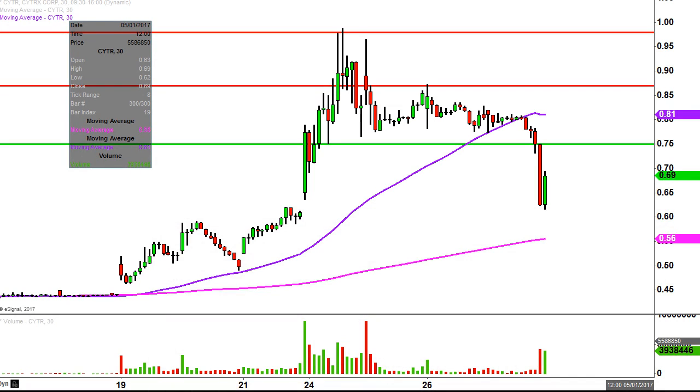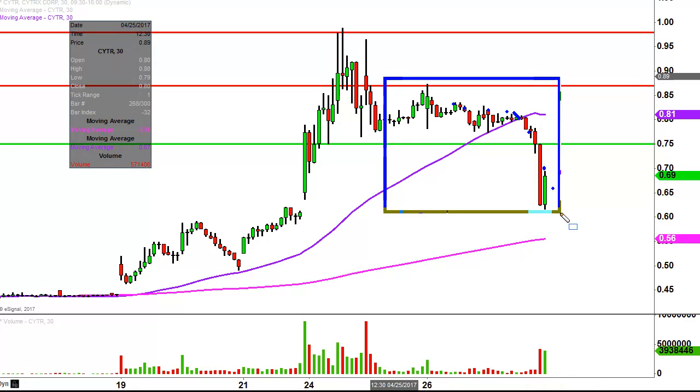Real quick, what do I mean by 30-minute in case maybe you're new to charts? Instead of each one of these candlesticks here representing 1 day's worth of price action, which is what you would normally see, each one represents 30 minutes. So while this here may look like a couple weeks worth of time, it's actually just the past couple of days broken down into 30-minute time slices.